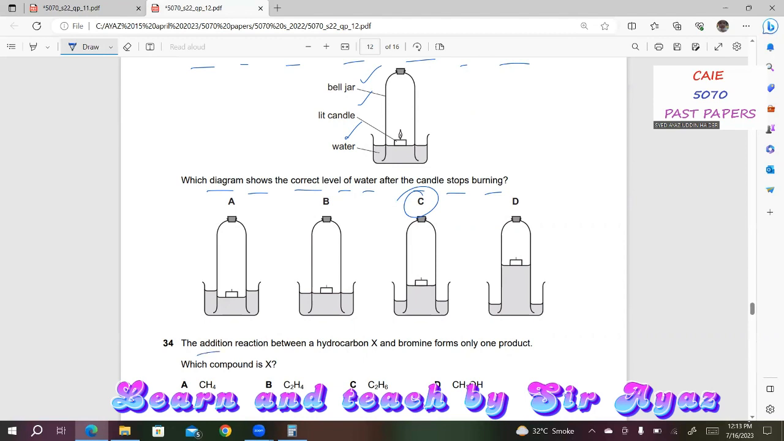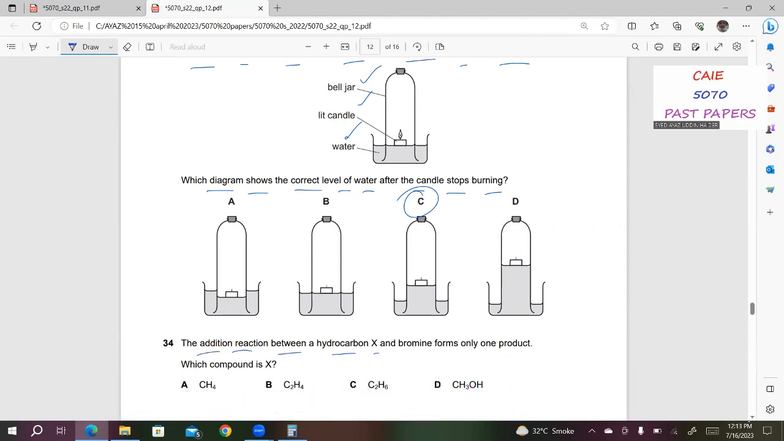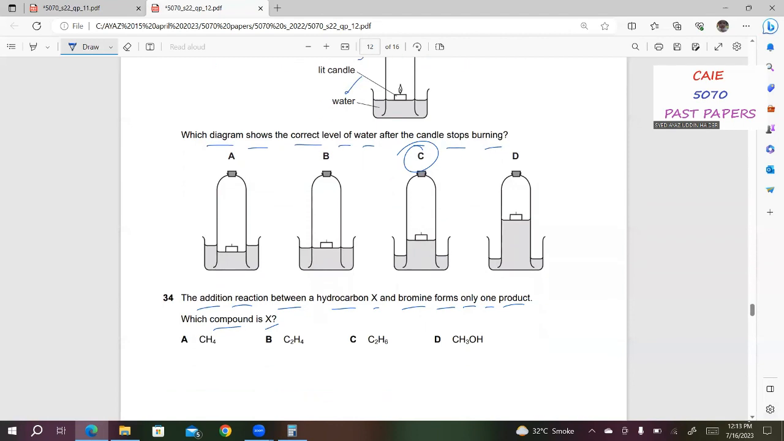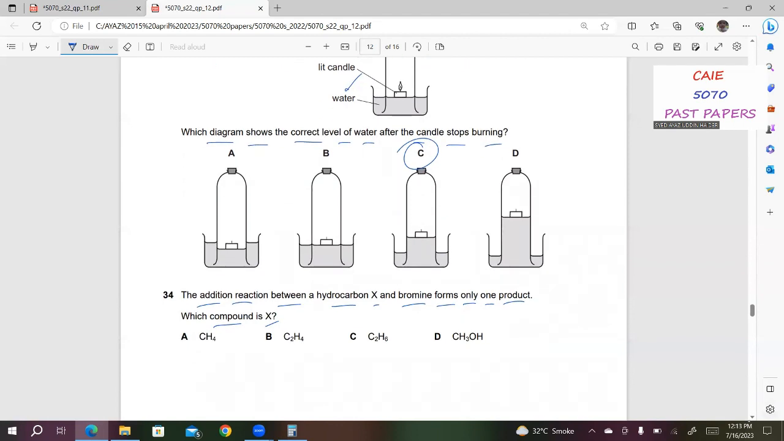34. The addition reaction between a hydrocarbon X and bromine forms only one product. Which compound is X? So we are getting addition compound between hydrocarbon and X. So it must be alkene. So addition reaction means it must be alkene.